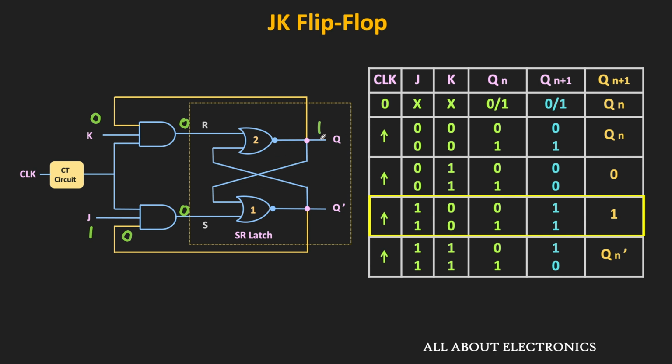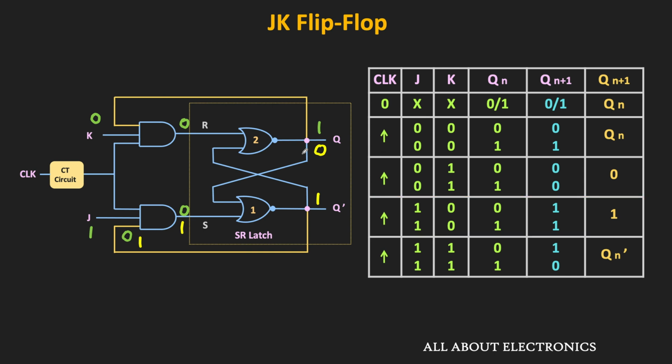On the other hand, currently, if Q is 0, then Q bar will be equal to 1. And the same 1 will also appear over here. So if Q bar is 1, in that case, the output of the lower AND gate will become 1. That means in this condition, with the same inputs, S is 1 and R is 0. So with these inputs, the flip-flop will get set to 1. That means in this condition, the Q output will become 1. So as you can see, irrespective of the present state of the flip-flop, when J is 1 and K is 0, then the flip-flop will get set to 1.